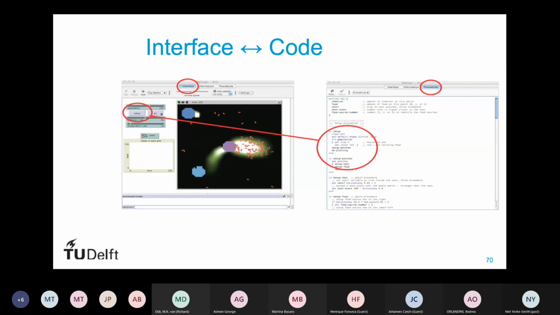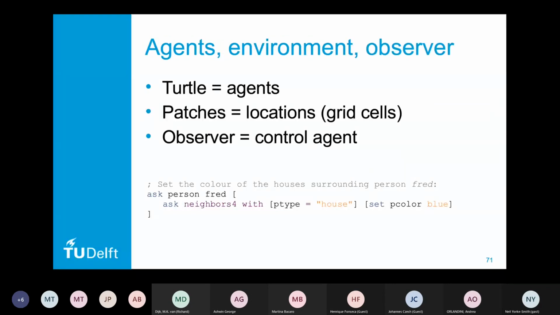Okay, good. Let's talk a little bit more about it. So in NetLogo we have agents, the environment, and you remember I had the modeler as the outer box. That's actually done explicitly in NetLogo with what's called the observer, which is the kind of controlling agent, which then has the modeler behind it. NetLogo has some particular terminology. So agents are called turtles. That's for historical reasons, and locations are patches.